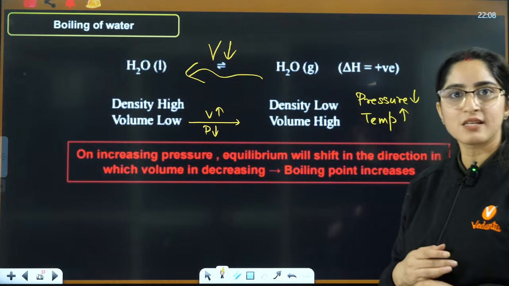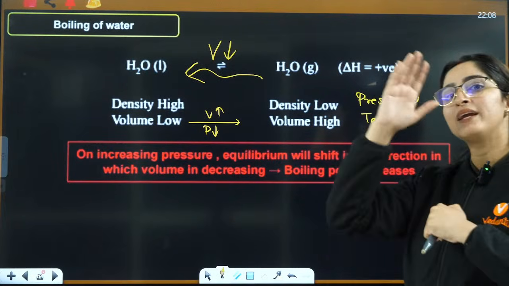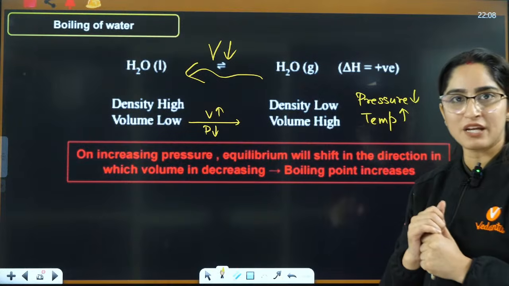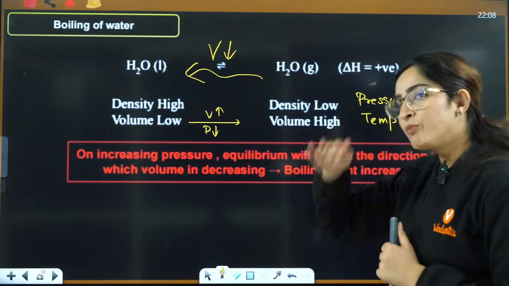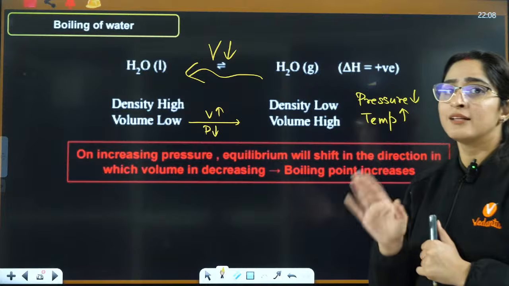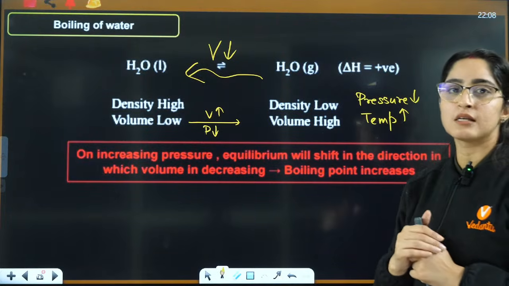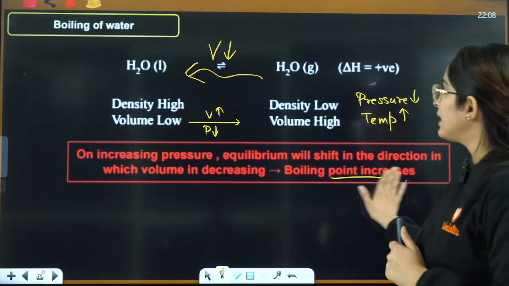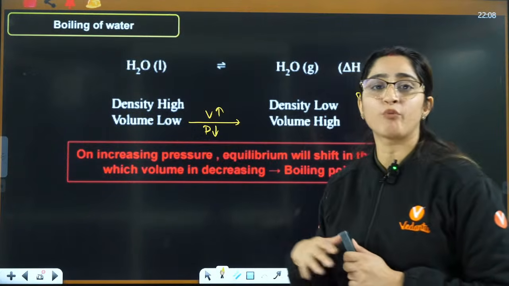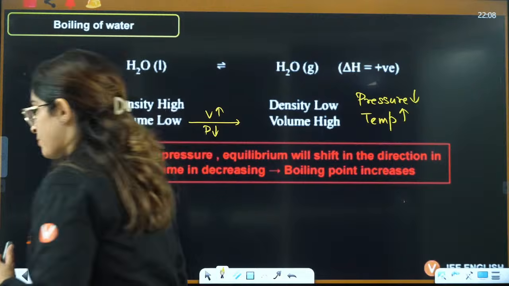Boiling point is where the vapor pressure meets the atmospheric pressure. Because the volume is decreasing, fewer vapors will be formed, and that is the reason the boiling point will increase, because vapor pressure and boiling point are inversely proportional.